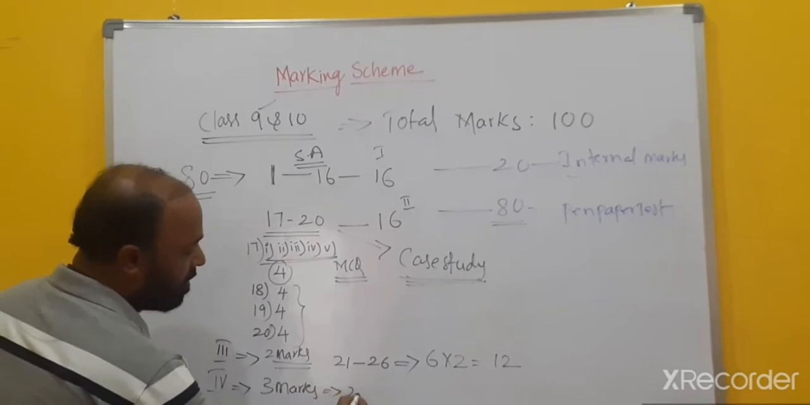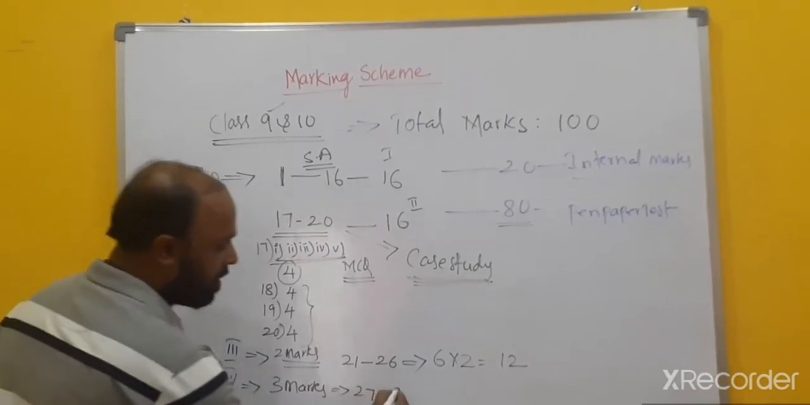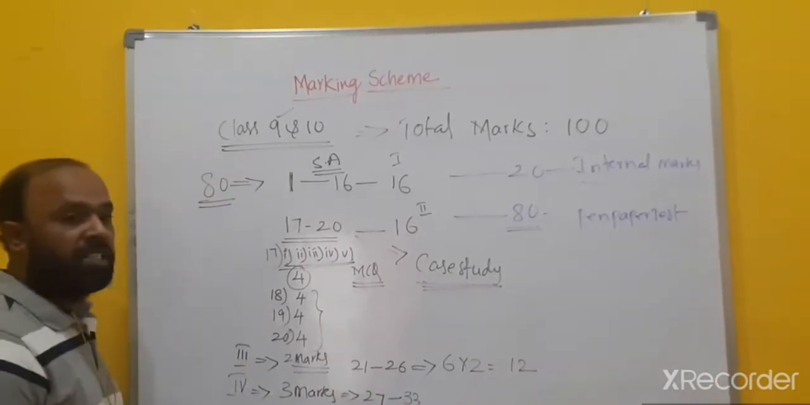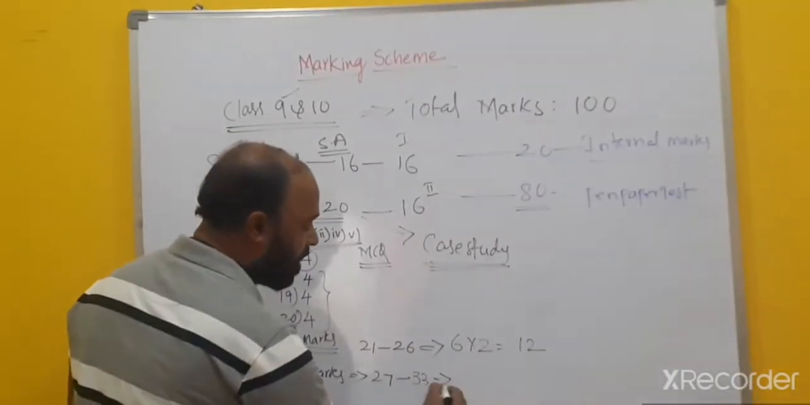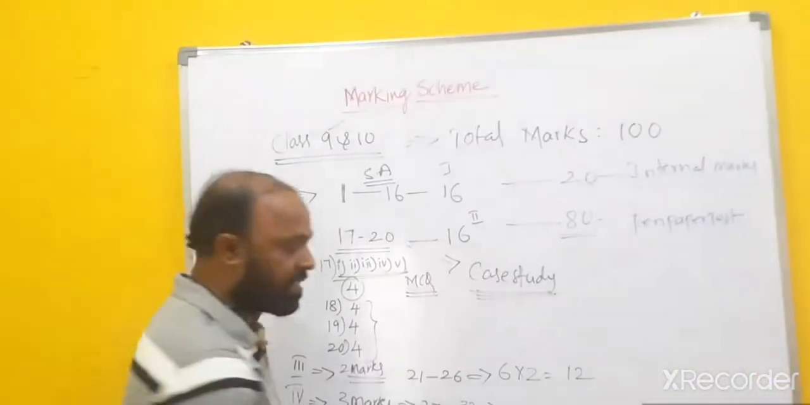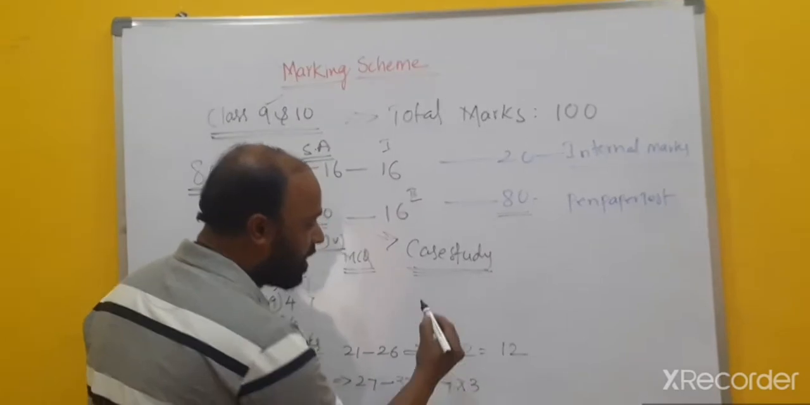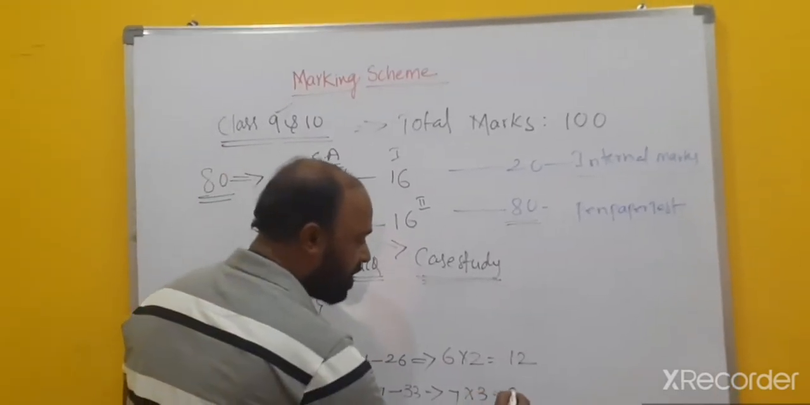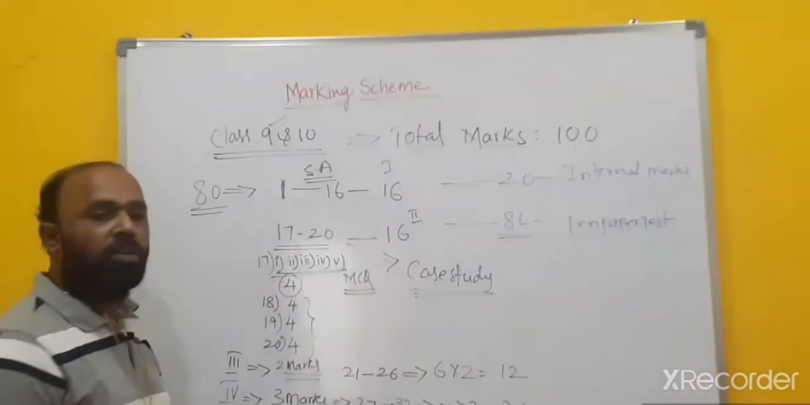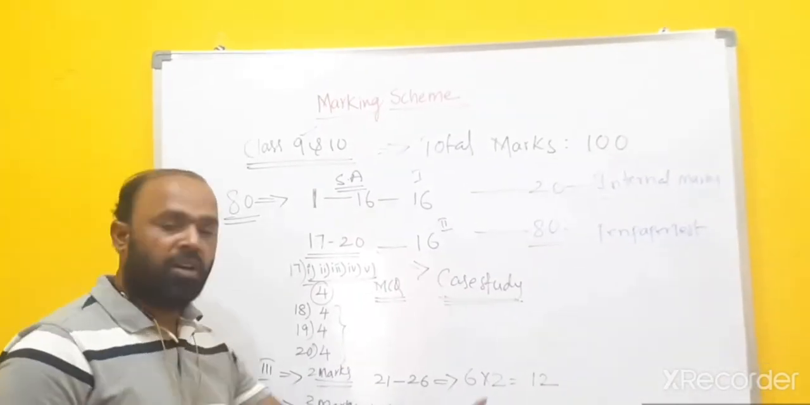Questions 27 to 33. The number of questions total is 7 in this. 7 into 3, 7 into 3, 7 threes are 21. 21 marks. That is the 3 mark questions.